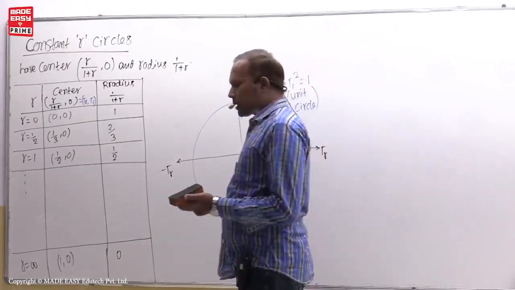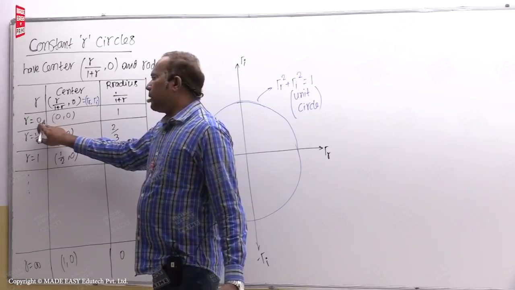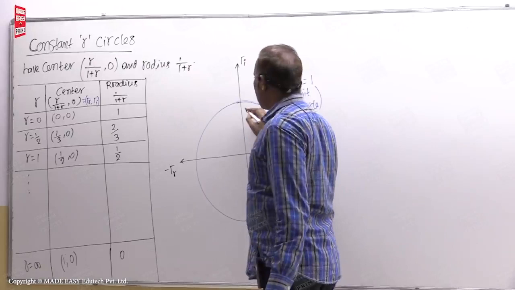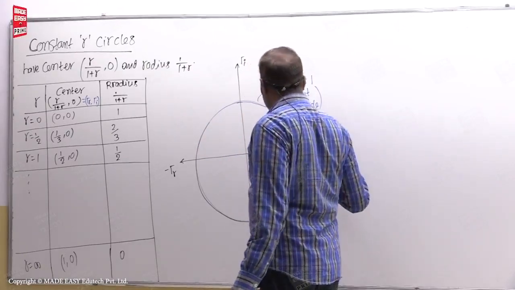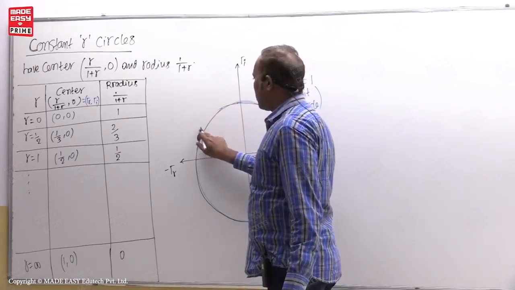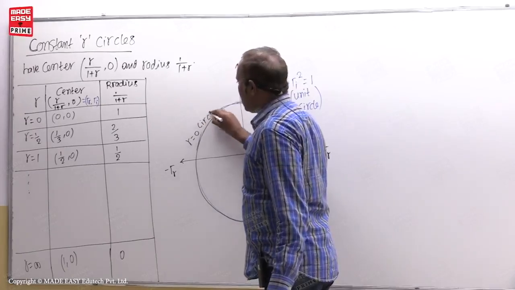Now let us draw one by one. The first R is equal to 0 circle has center 0 0, radius is 1, that means this one only. So this circle is the R is equal to 0 circle.